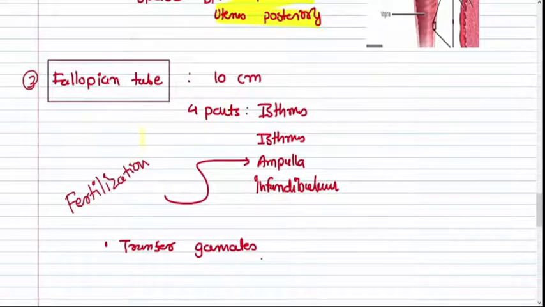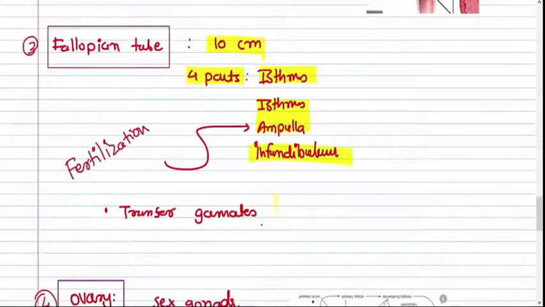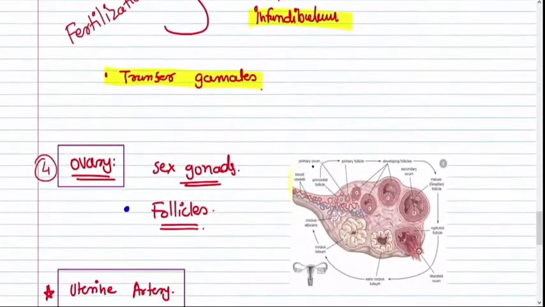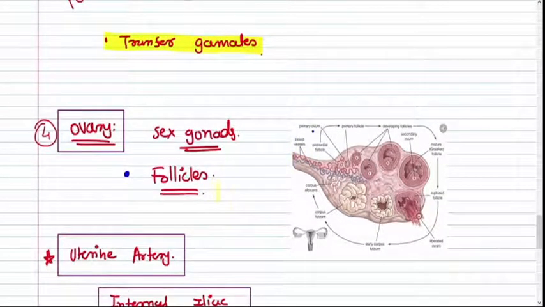Now let's talk about fallopian tubes. It is a tubal structure on both sides of the uterus, almost 10 cm long. There are 4 parts: the intramural part, isthmus part, ampulla part, and infundibulum part. The ampulla is very important as fertilization of the gametes happens there. The fallopian tube works for transfer of gametes. Now let's talk about the ovary. They are the sex gonads of the females. They consist of follicles of various sizes, which are associated with development and maturation of the ovum.